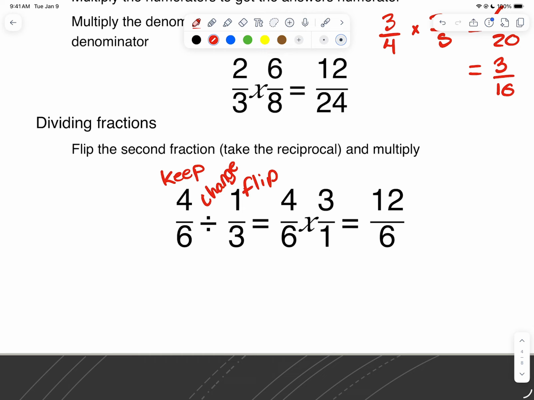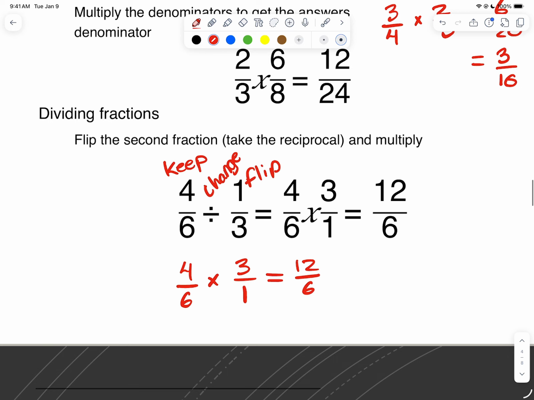We keep the first one, right? So that's 4/6. We keep it. Change the operation, divide becomes multiplied by, and we flip the second one, 3/1. All right, and then we multiply across and we get 12/6. Very straightforward. The mathematical word again for flipping that fraction is called the reciprocal. So keep, change, flip. You do this for any of the fractions that we're dividing. It's the same in each of the scenarios, right?